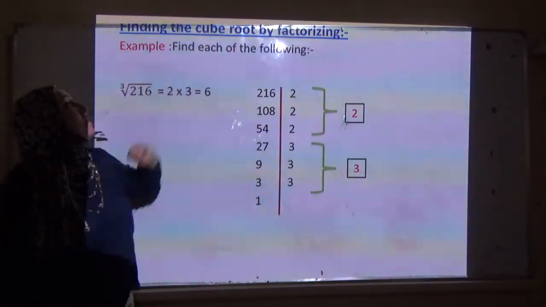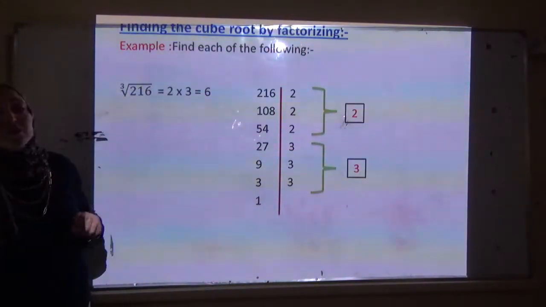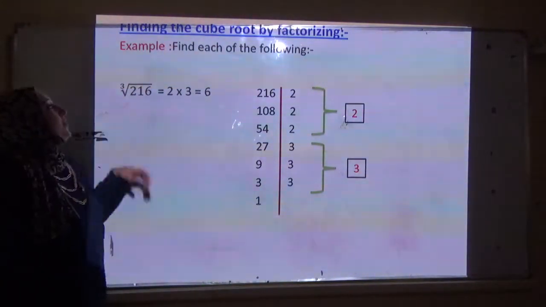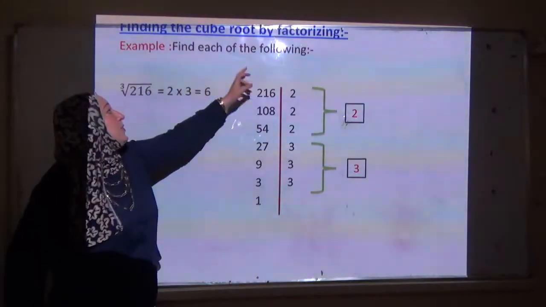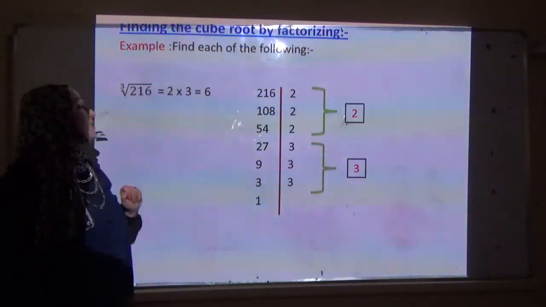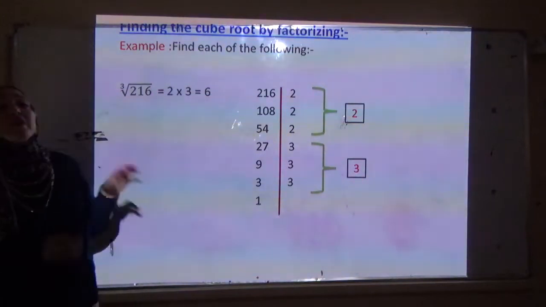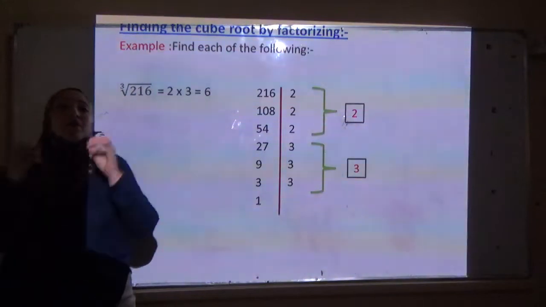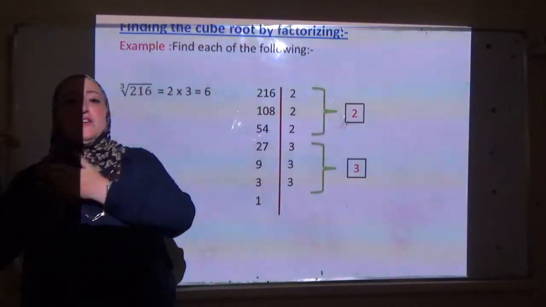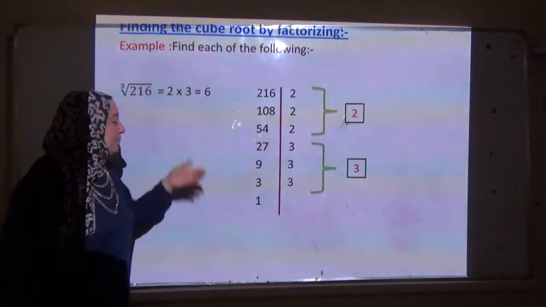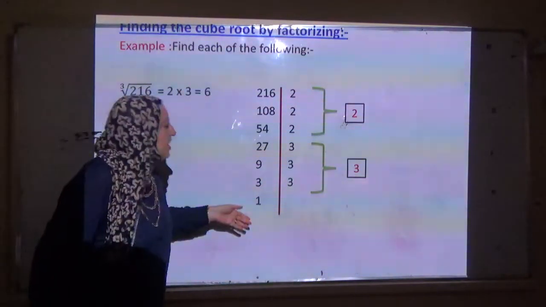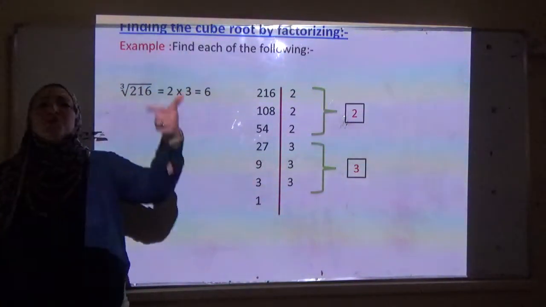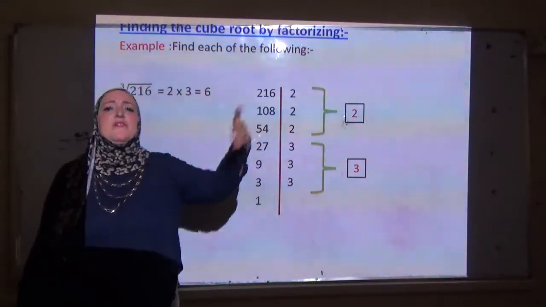Finding the cube root by factorizing without using a calculator, manually. For example, find each of the following. Cube root of 216. Now we have to factorize 216 into its prime factors. Like in previous lessons in grade 4, we have factorized numbers into their prime factors. What are the prime numbers? 2, 3, 5, 7, 11, and so on.